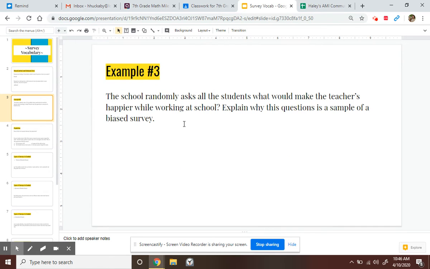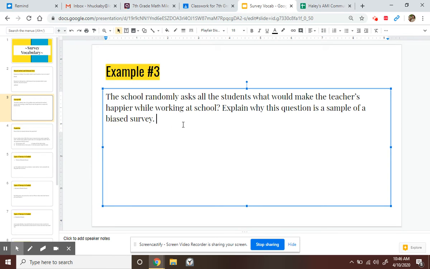All right, so let's look at this example. The school randomly asked all the students what would make the teachers happier while working at school. Explain why this question is a sample of a biased survey. Okay, so it already tells me this is biased. This is unfair. Why is it unfair? Well, it's asking the students what would make the teachers happier. Well, I just think that's unfair. So I'm going to say it asked the wrong group of people.